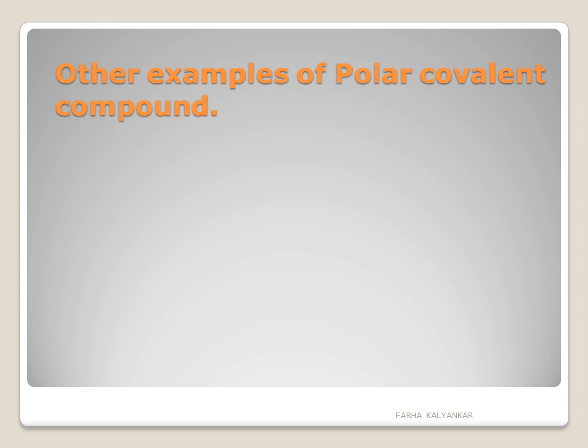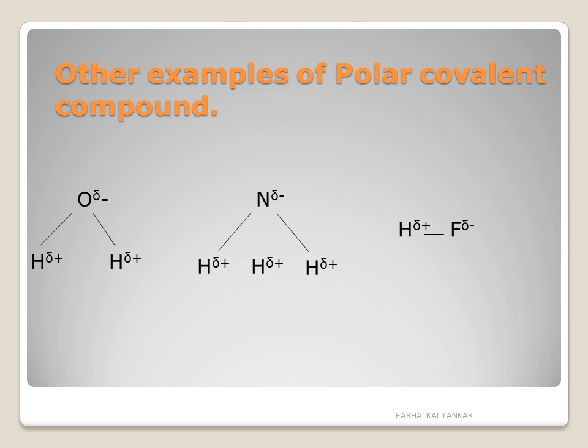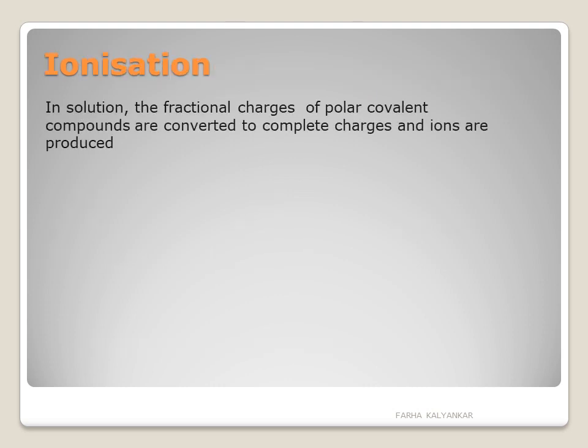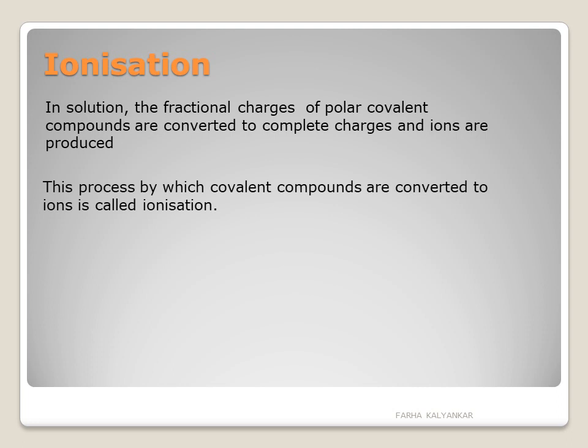Other examples of polar covalent compounds are the water molecule, ammonia, and hydrogen fluoride. Polar compounds tend to ionize in water. Let's see what ionization means. In solution, the fractional charges of polar covalent compounds are converted to complete charges and ions are formed. This process by which covalent compounds are converted to ions is called ionization.